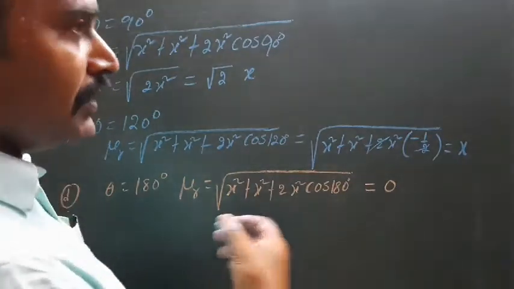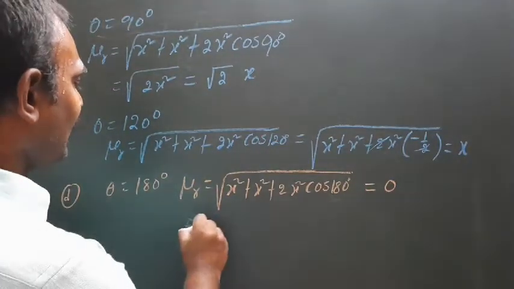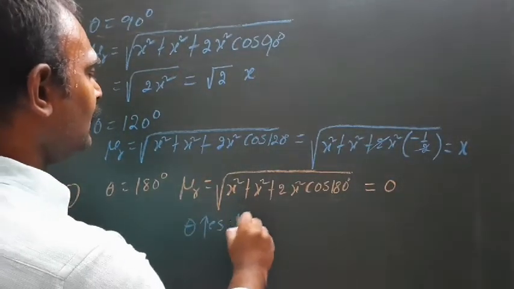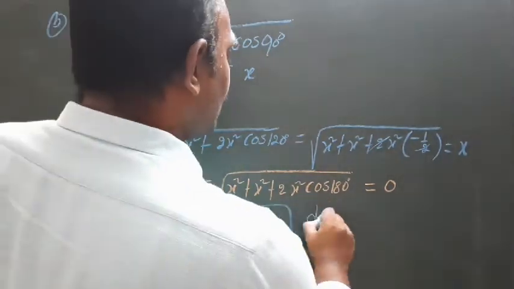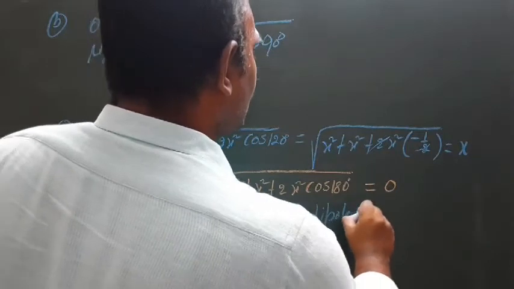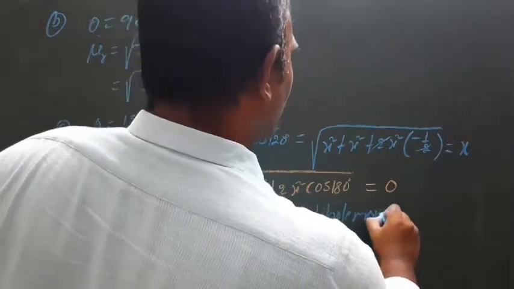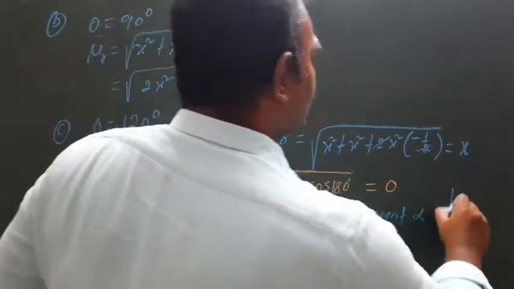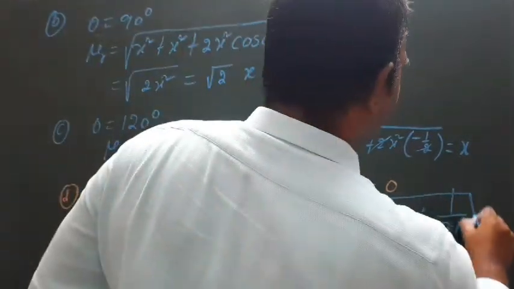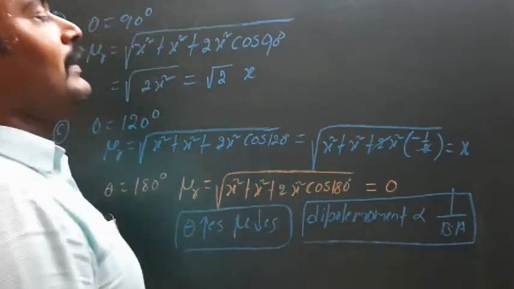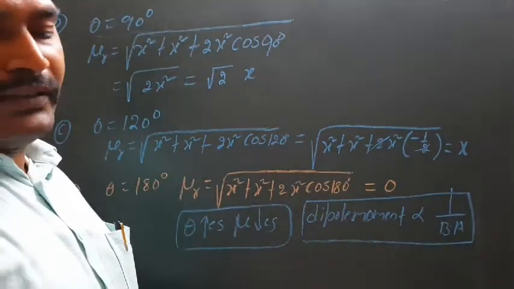Now from this, what is your observation? As the angle increases, dipole moment decreases. So from this we can write that dipole moment is inversely proportional to bond angle. That means as the bond angle increases, dipole moment decreases. Clear?